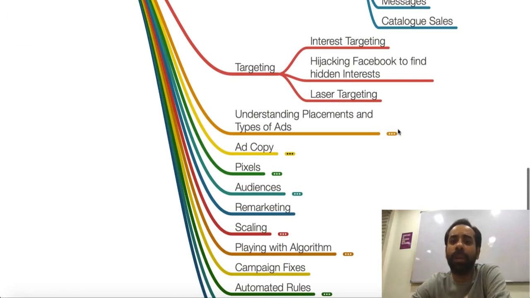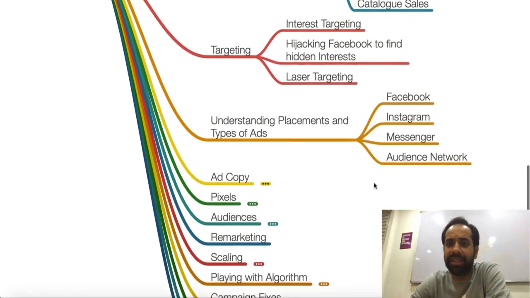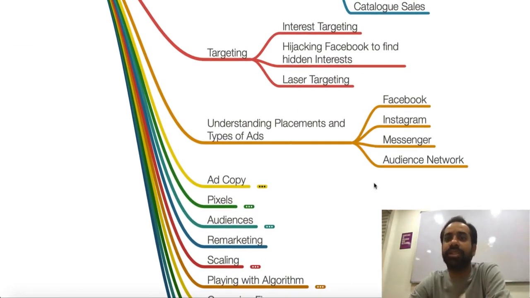Then we are going to talk about placements and types of ads. There are different kinds of placements: Facebook, Instagram, Messenger, Audience Network. What are these? How to leverage them? Should we run a campaign dedicated to a single placement, or should we run a campaign with all the placements in one campaign? It's a pretty interesting question which people don't understand.